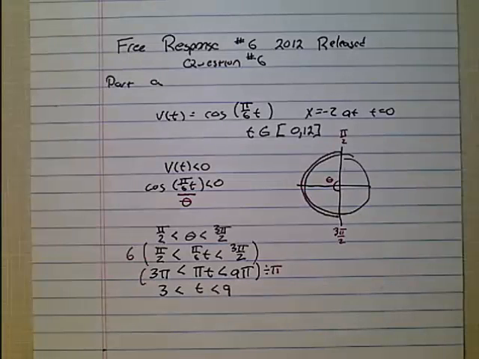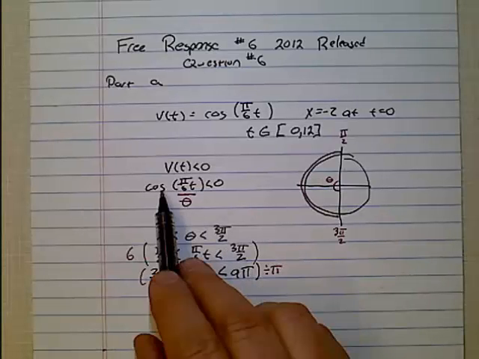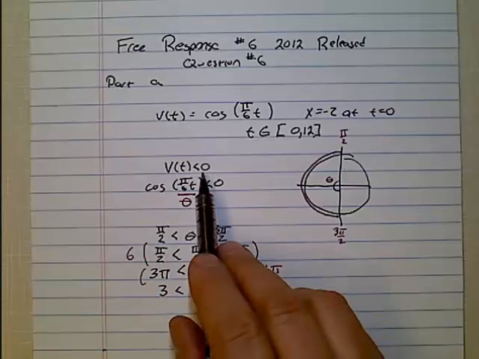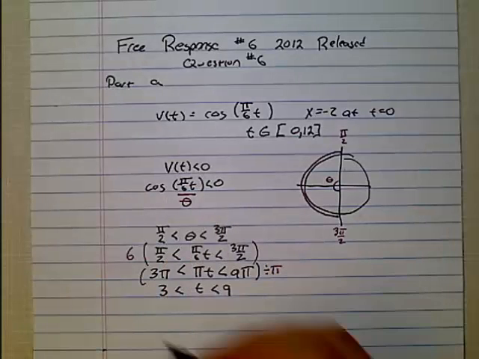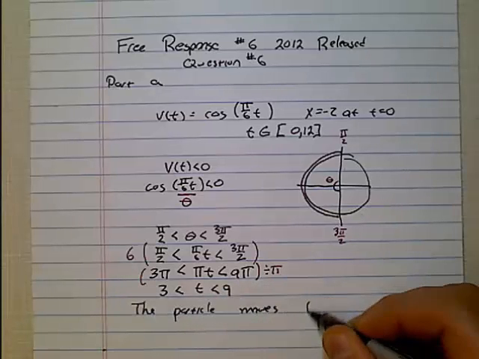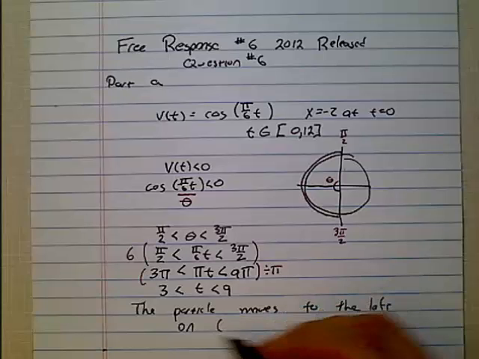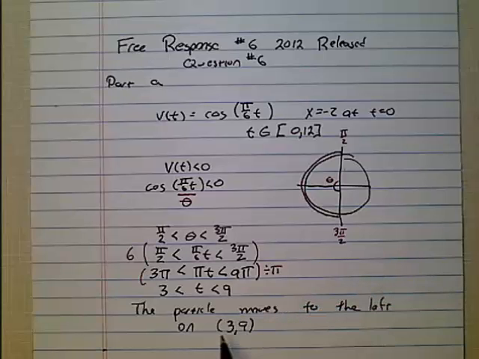Now, this inequality, 3 is less than t is less than 9, when this is true, then the theta will be between pi over 2 and 3 pi over 2, so the cosine will be less than 0, so the velocity will be less than 0, so the particle will be moving left. So I can say the particle moves to the left, and I like to say on the interval, and so I'm going to write my interval 3 to 9. I've chosen to write an open interval here because if we write a closed interval, I would be saying that the particle is moving to the left at t equals 3, but it's not. The particle is at rest at t equals 3. So the particle is moving to the left on the open interval from 3 to 9.